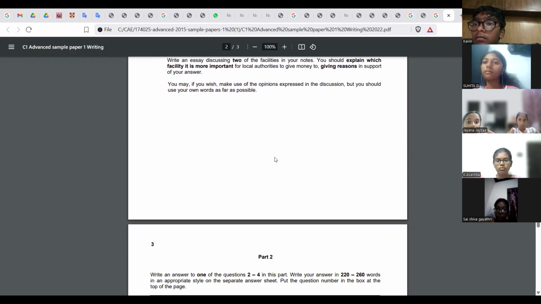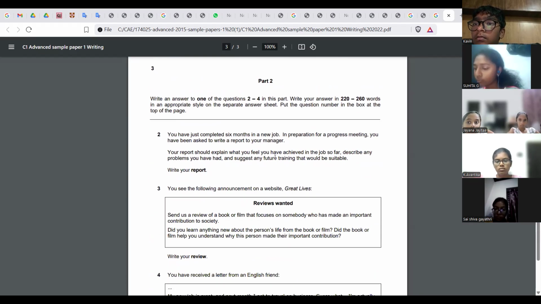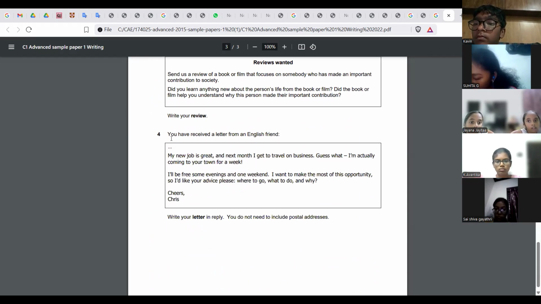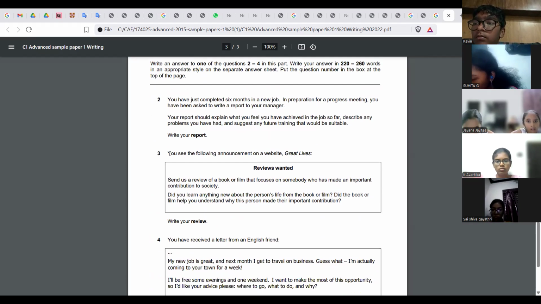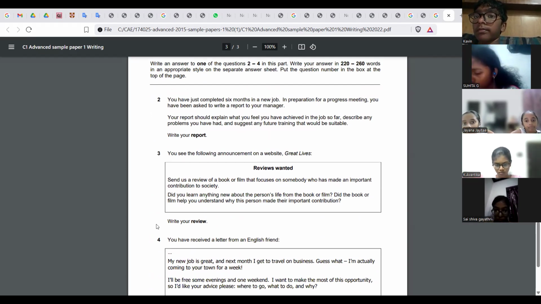Now come to the important thing here. Part 2. Same 220 to 260 words, but the only thing is there are 3 choices given. Look at that. Everyone look at it. 2, 3, 4. You have to answer only one. Very, very important. Kids who have done FC, they know it. In Part 2, you can't do all 3. You will not have time, right? Only one you have to choose and do it.